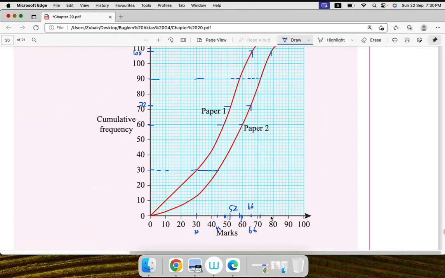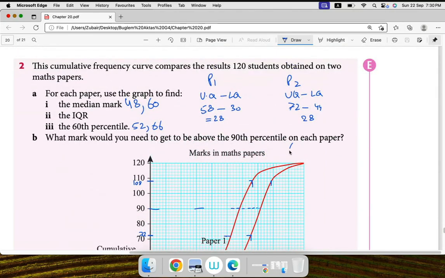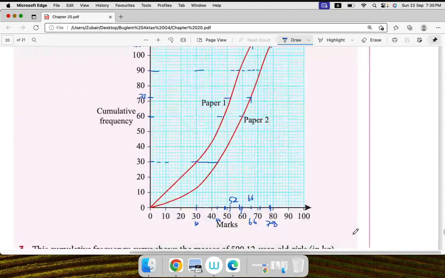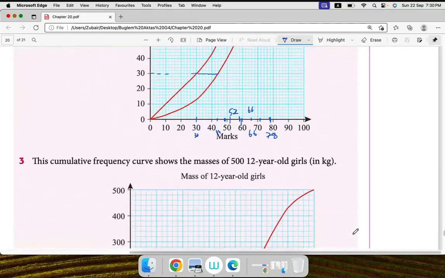And one box before that is 78. So we need to score 66 on the first paper and 78 on the second paper to be on the 90th percentile. Total score is 100 for both.